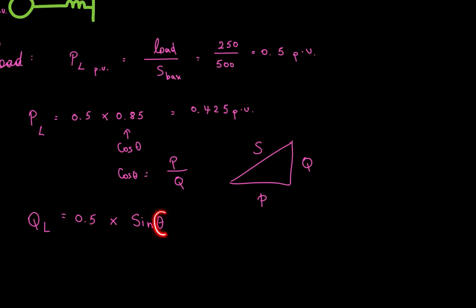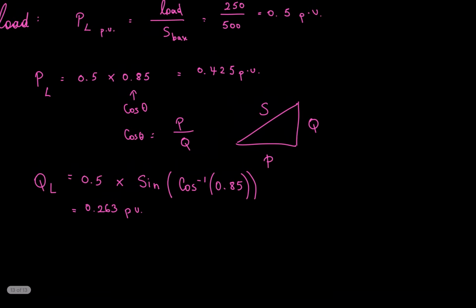So theta here, let's fill this in. Theta is going to be what we just said: cos minus 1 of 0.85. This is just theta that we're finding. And then once you do this, what are you going to get? 0.263 per unit.